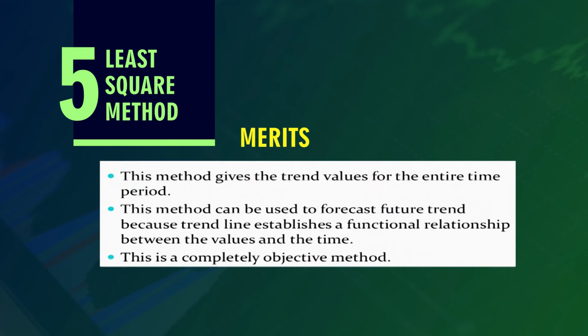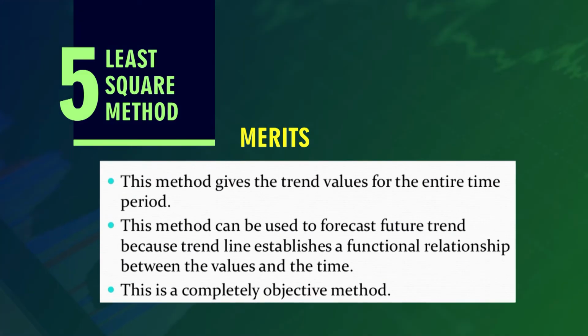So on the other hand, we have certain merits of the least square method. The method gives the trend value for the entire time period. The method can be used to forecast future trend, because the trend line establishes a functional relationship between the values and the time, and this is a completely objective method.